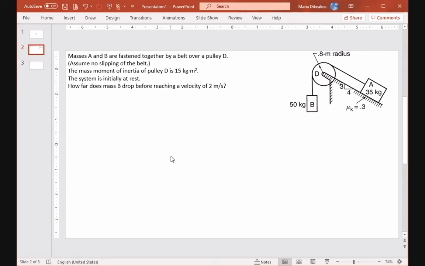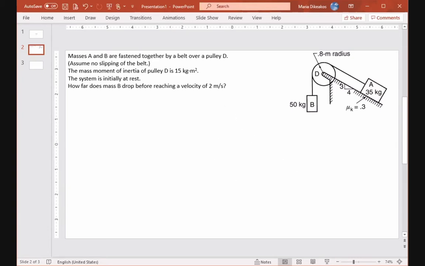We are told that mass A and B are fastened together by a belt over pulley D. We're assuming that there's no slipping of the belt, so everything is in good contact. We're told the mass moment of inertia of the pulley is 15 kilograms meter squared. We're told initially that the system is at rest and then released from rest. Once it's released from rest, we're asked to find how far does mass B drop before reaching a velocity of 2 meters per second. So mass B is falling. When it reaches a velocity of 2 meters per second, how far has it dropped?